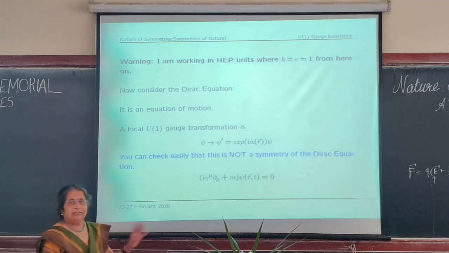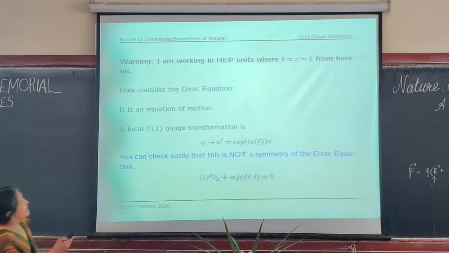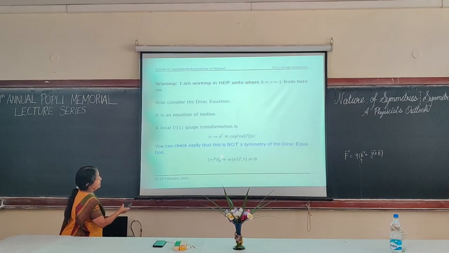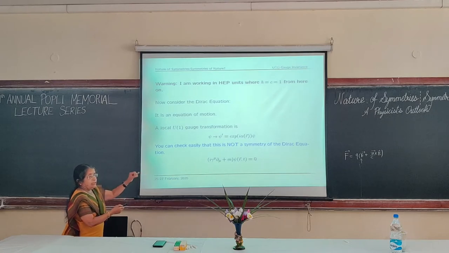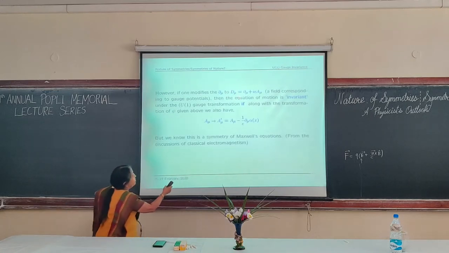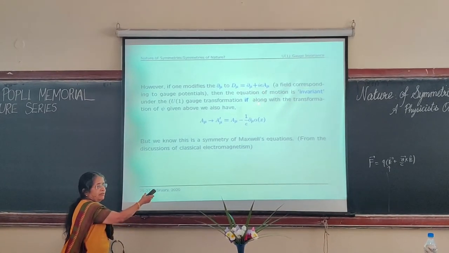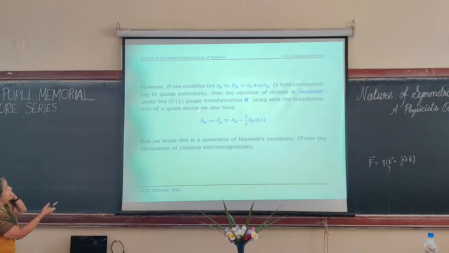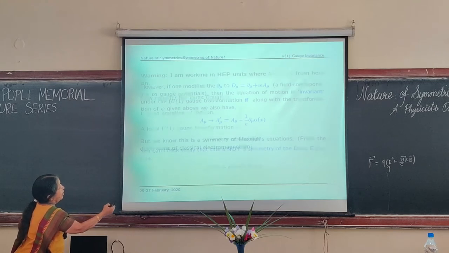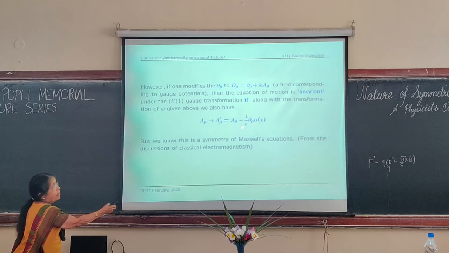Now, you have to tighten your seat belts compared to the last two days, because now I'm going to jump very fast. Alright. Now what happens, however, and that is the beauty, is that if you modify this derivative ∂μ, that is, these four terms ∂t, ∂x, ∂y, ∂z, and change it to what I call a covariant derivative Dμ. This is just a name right now: Dμ = ∂μ + ieAμ, where Aμ is the potential. So A vector and φ are the four components of this potential. And then the equation of motion is invariant under this U(1) gauge transformation if, along with this transformation, I also change Aμ to Aμ − (1/e)∂μα.